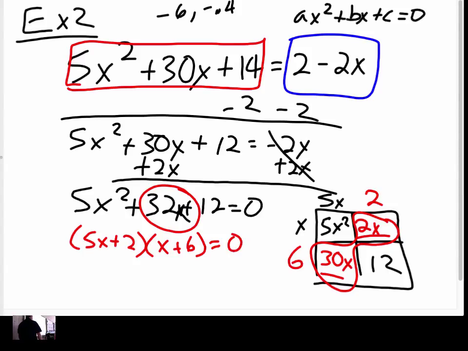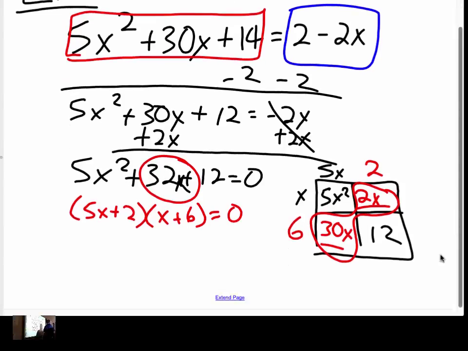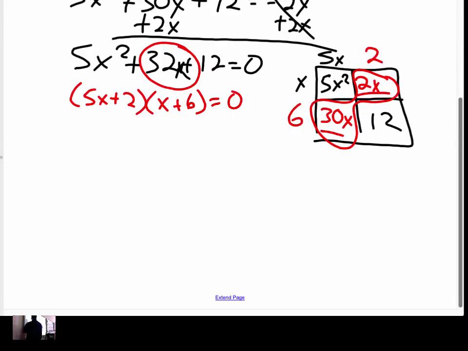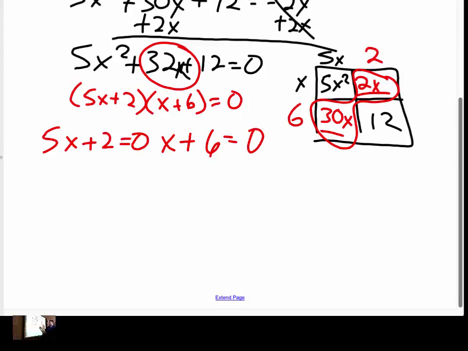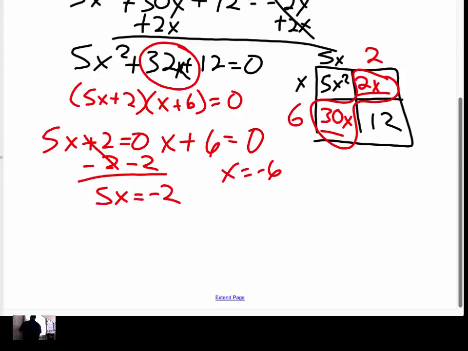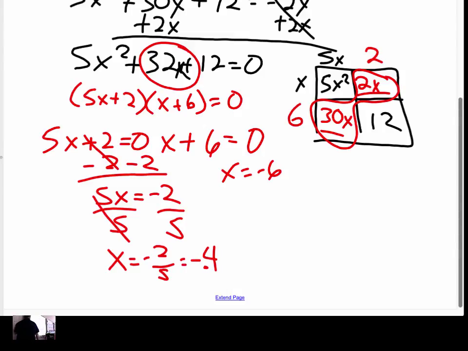What's the next step, guys? Setting them equal to 0. Yeah, I gotta set those terms equal to 0. So 5x plus 2 is equal to 0, and x plus 6 is equal to 0. Well, this is x equals negative 6. Now I could skip the steps, but if I subtract 2, those cancel, and I get 5x is equal to negative 2. Divide by 5, and I get x is equal to negative 2/5, which is negative 0.4.